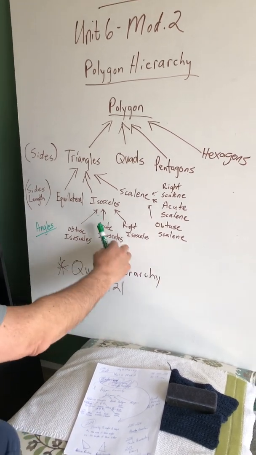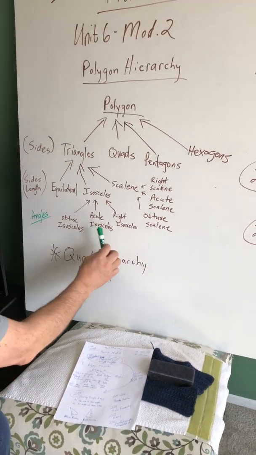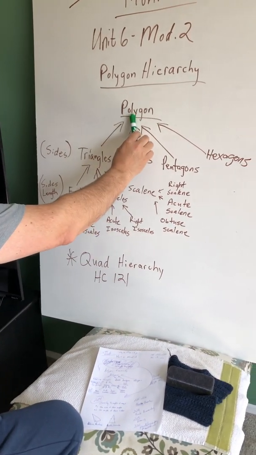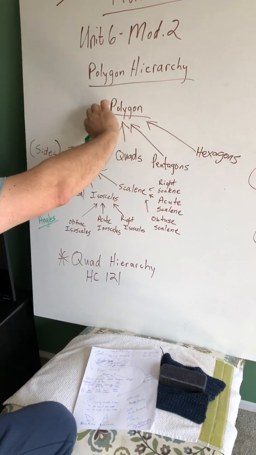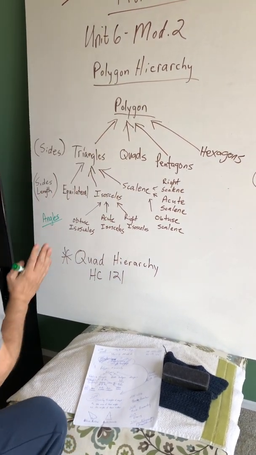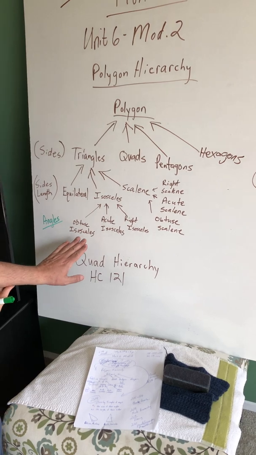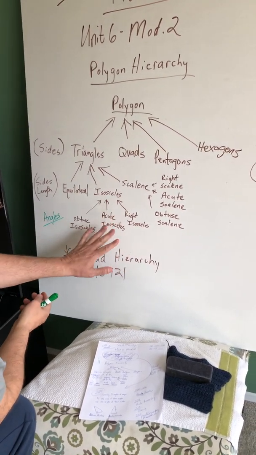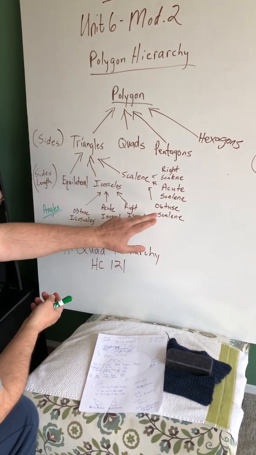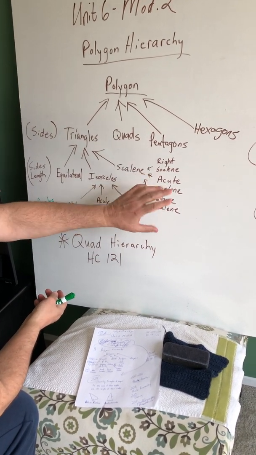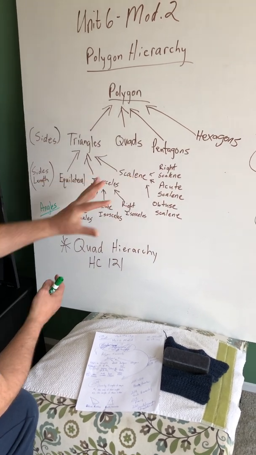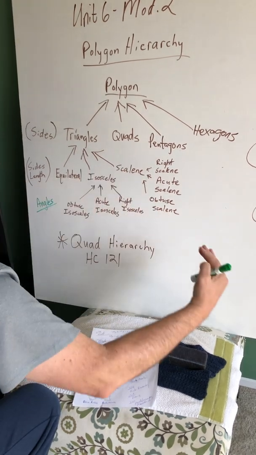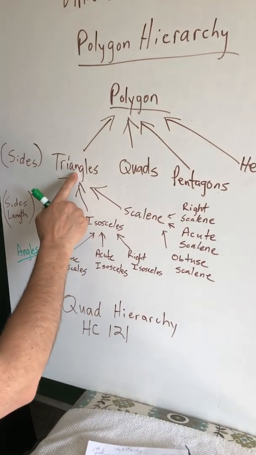So this is what we're talking about when we're talking about hierarchy, and the arrows are going up because not every polygon is a triangle. So you don't have the arrow coming down. Everything goes up. So we've got obtuse isosceles, acute isosceles, right isosceles. They're all isosceles. We have obtuse scaling, acute scaling, right scaling. They're all scaling. Then you take these 3, equilateral, isosceles, scaling, and they're all triangles.